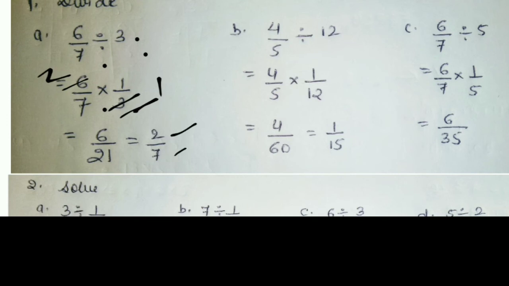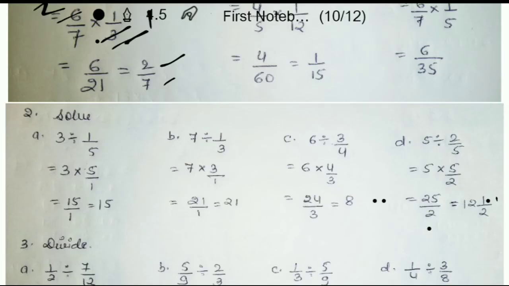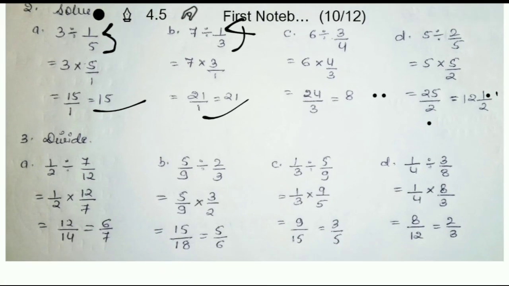So like this all the questions you can solve. Second question means 3 divided by 1 by 5. So now here the reciprocal will be 5 by 1. So 3 fives are 15. Next is 7 divided by 1 by 3. 3 will go to one place and 1 will go to the 3 place. 7 threes are 21. So like this we have to do all the questions.